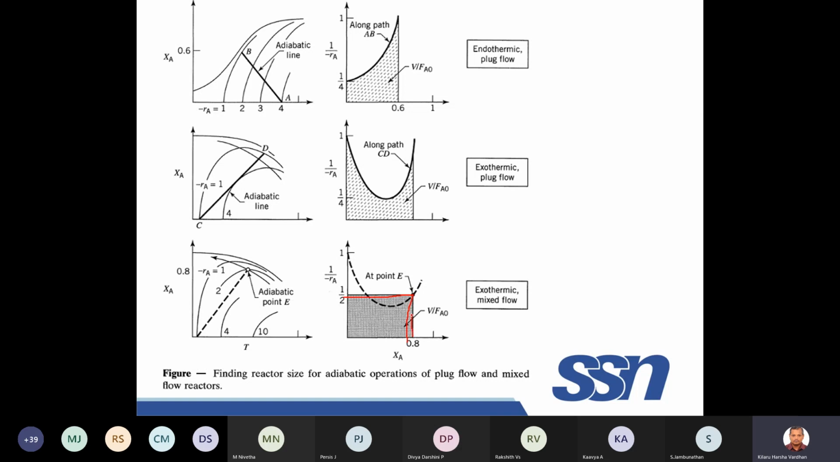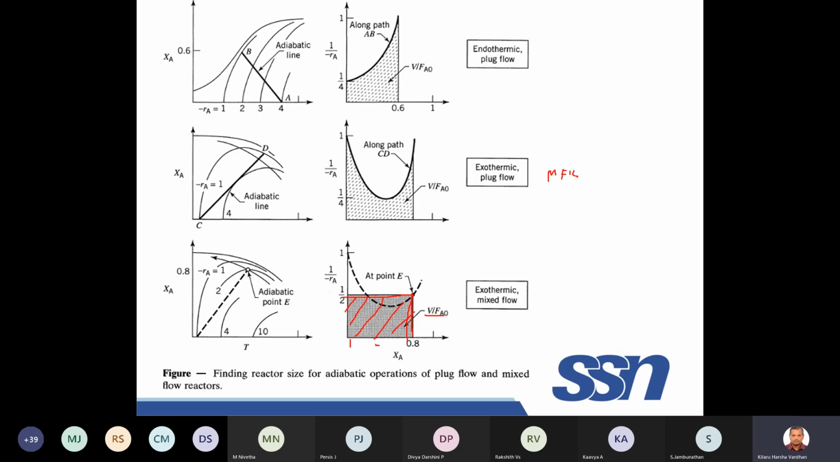Yeah, this is the vertical line, and calculate the area of this rectangle. The area of this rectangle is nothing but this length multiplied by this length, which you know. This will give you the area of that rectangle. One important thing here is that this is exothermic plug flow, and if it is MFR, for this same thing, what do we need to do?